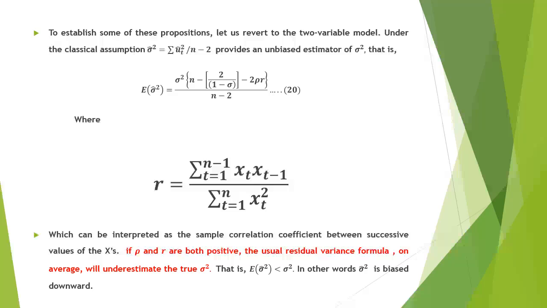We have already seen that rho is the autocorrelation coefficient, which is obtained by dividing the covariance between two successive error terms by the homoscedastic variance of the residual term. Similarly, here r is interpreted as the simple correlation coefficient between two successive values of the explanatory variable x, as shown by the equation above. It is also obtained by dividing the covariance between successive values of the explanatory variable by their variance. If rho and r are both positive, the usual residual variance formula on average will underestimate the true population parameter sigma square. That is, the estimated variance is less than the true variance; in other words, the estimated variance is biased downward.